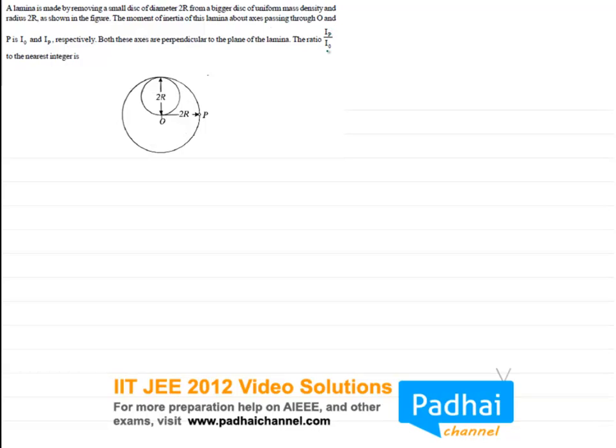Then the ratio IP upon IO to the nearest integer is, right, IP upon IO. We have to calculate the value of IP upon IO, right? So let us see how we will solve the question. Since the disk was of uniform mass density, let us assume that the mass density was sigma, mass per unit area.